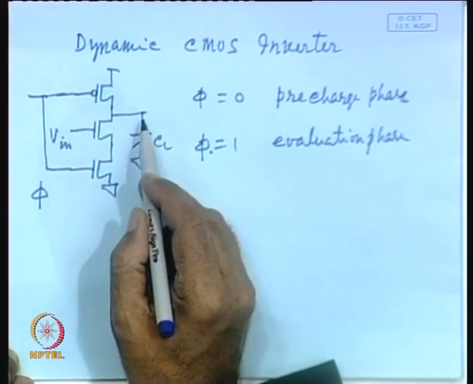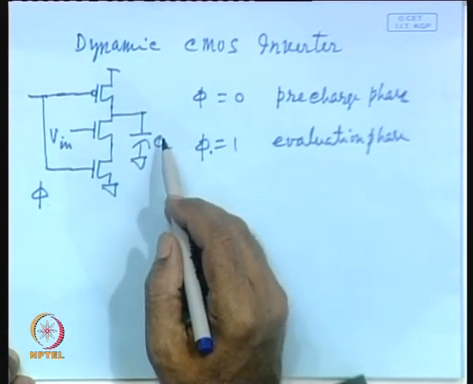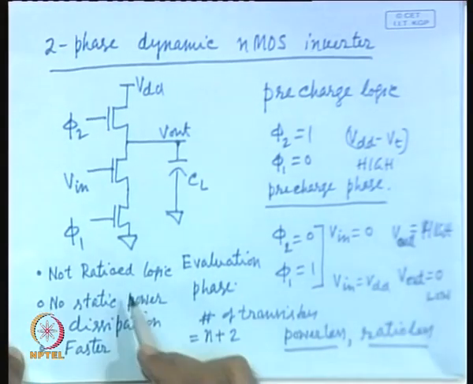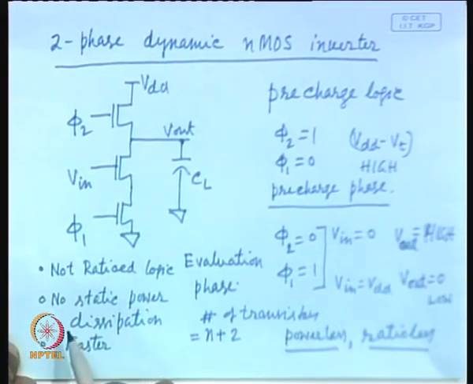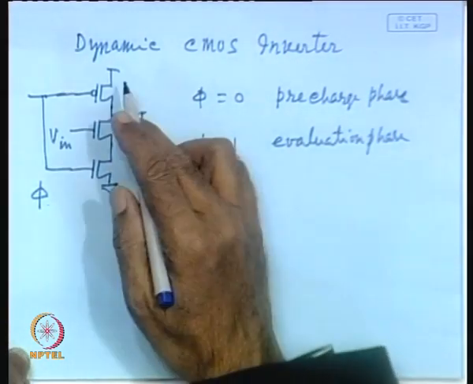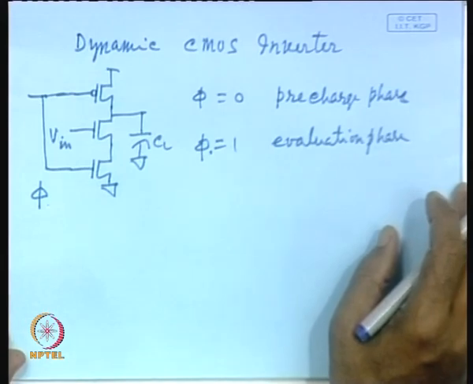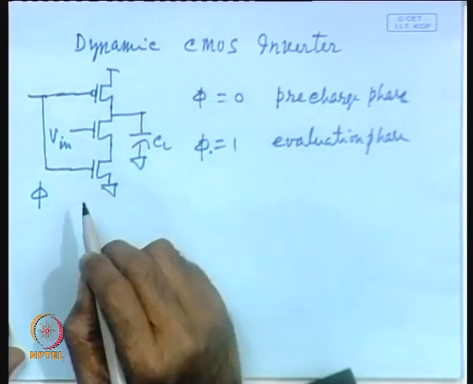So, this is how you can realize a dynamic CMOS inverter, and all the advantages that I mentioned in the context of the two phase dynamic NMOS inverter are applicable to the dynamic CMOS inverter. It is not ratioed logic, there is no static power dissipation, it is faster, the number of transistors required is equal to n plus 2, and it is also powerless and ratioless. So, all the advantages are carried to this dynamic CMOS inverter. You can extend this concept to realize more complex gates.